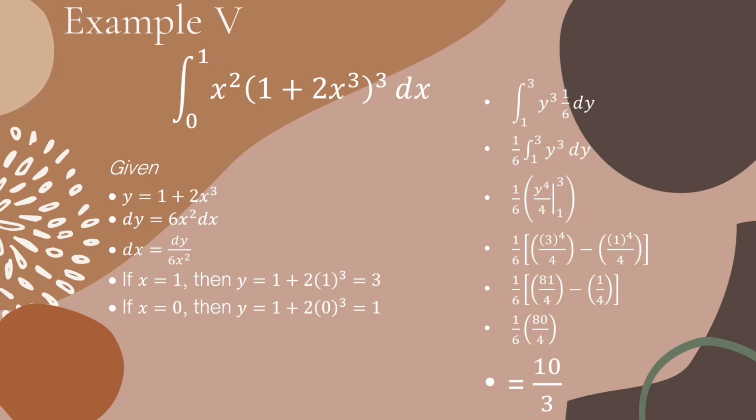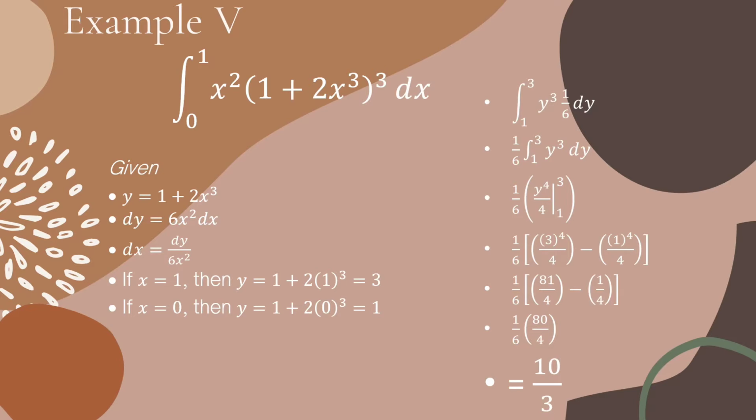Then we need to find the value of our transform boundaries. So if the value of our x is equals to 1, then substitute it to 1 plus 2x cubed, then we'll have y is equals to 3, and if the value of our x is 0, substitute it to 1 plus 2x cubed, then we have the value of y is equals to 1. So now we can use it to solve the problem. So just replace 1 plus 2x cubed by y, so we'll have y cubed and 1 over 6 dy. Since our value of dx is equals to dy over 6x squared, just cancel the x squared, then we'll have 1 over 6 and then dy. So now let's take out 1 over 6 and the integral of y cubed dy.